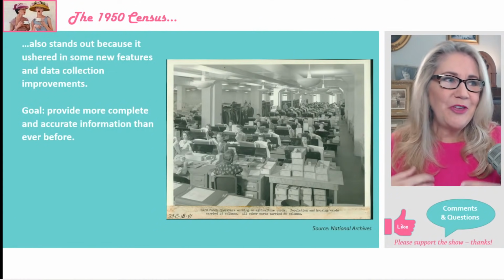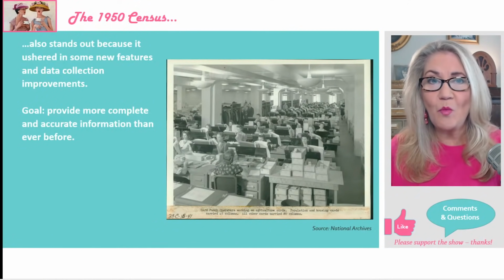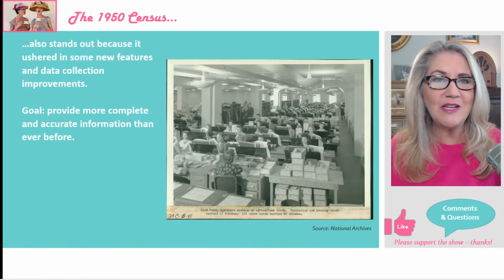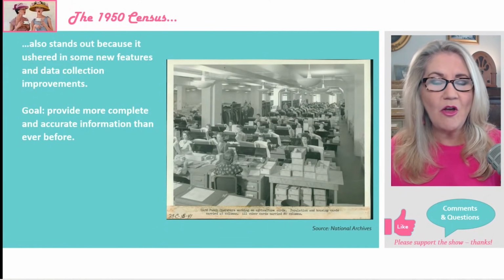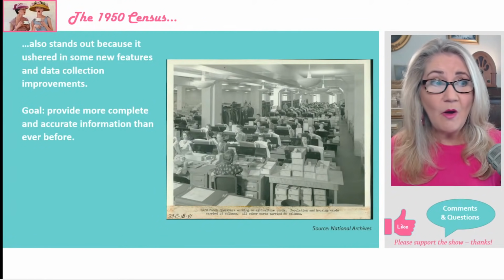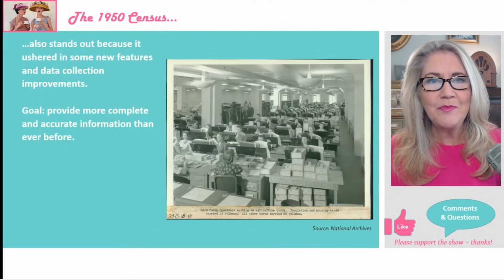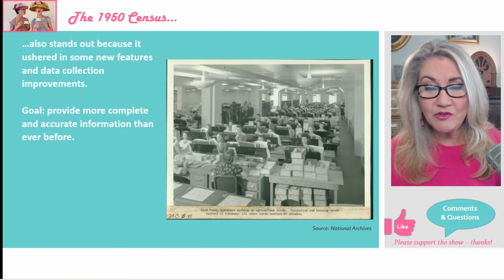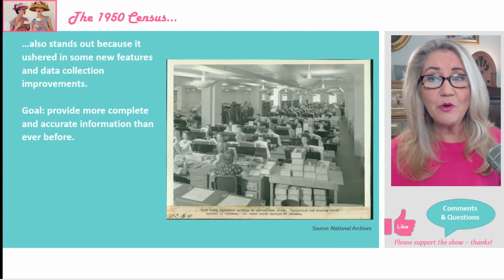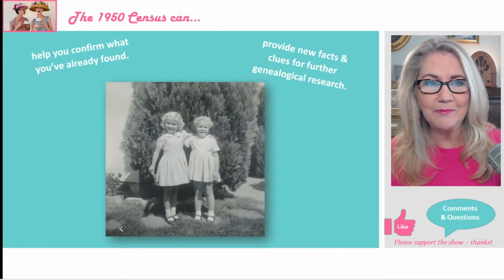Because if you have been researching for a while, you have probably been in one of the census records and just been unable to put your hands on a family or person that you were sure should have been there. And there's lots of reasons for that, but sometimes it's just human error, or it's just how complicated it is to take the census. So in 1950, they were really striving to improve that and to capture as many people as accurately as they could.